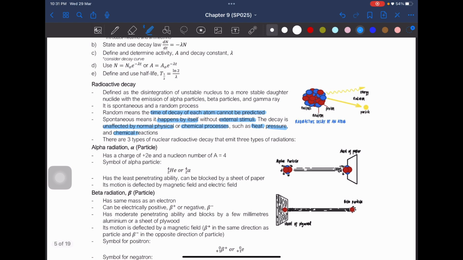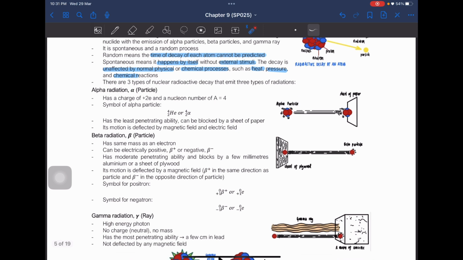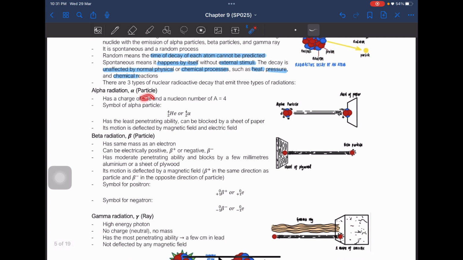There are three types of nuclear radioactive decay that emit three types of radiation: alpha, beta, and gamma. Alpha radiation has a charge of positive 2 and a nucleon number of 4. The symbol of an alpha particle is shown here. It has the least penetrating ability and can be blocked by a sheet of paper. Its motion is deflected by magnetic and electric fields.